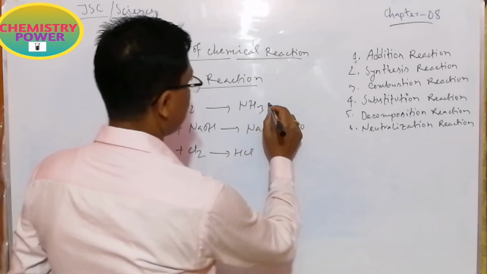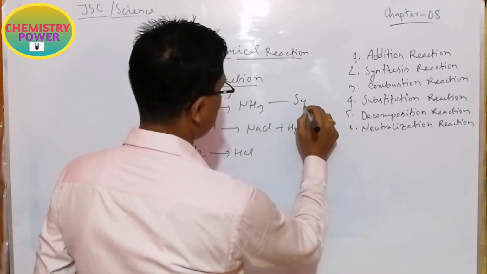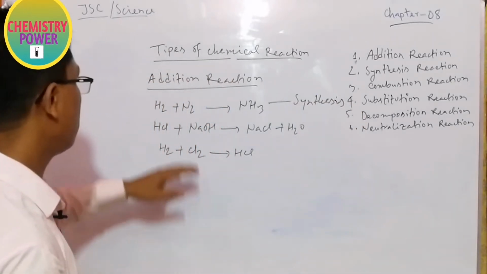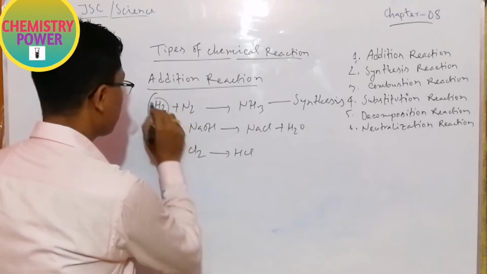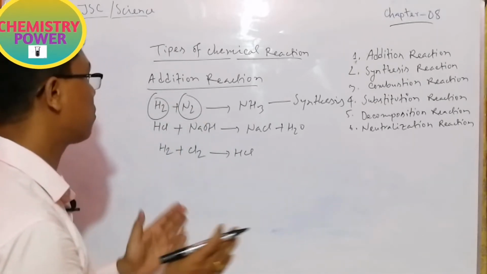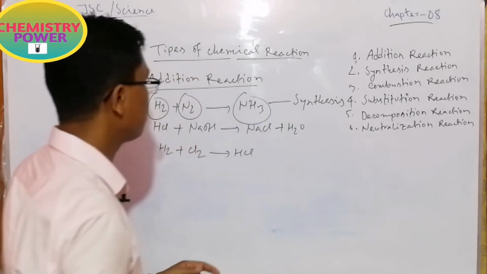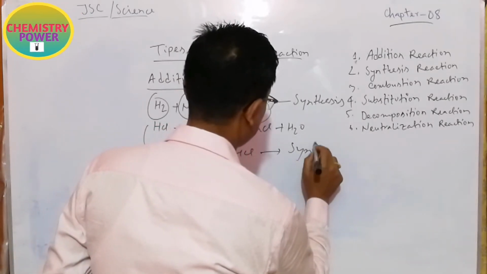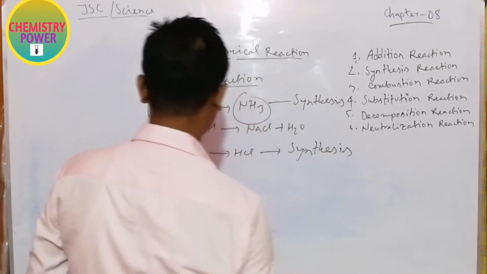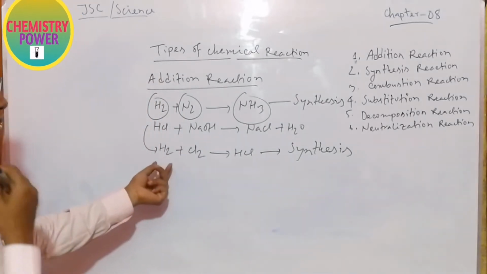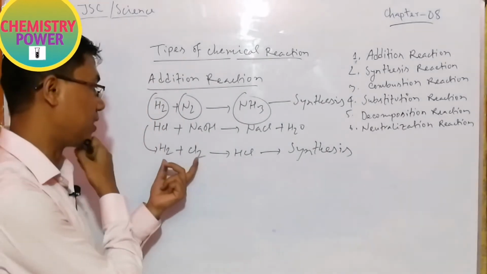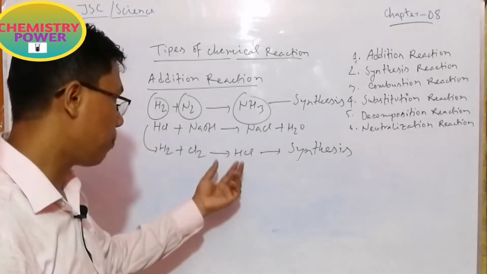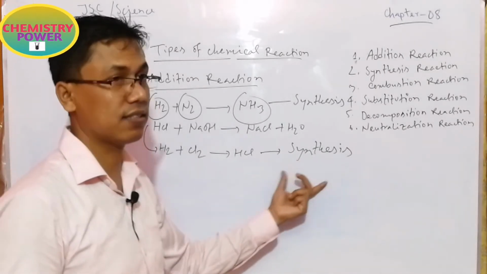So this one is a synthesis reaction, because in this reaction hydrogen element and nitrogen element combine together and then produce ammonia gas. The last one is also a synthesis reaction, because in this reaction hydrogen molecule and chlorine element react with each other and produce HCl. That is synthesis reaction.